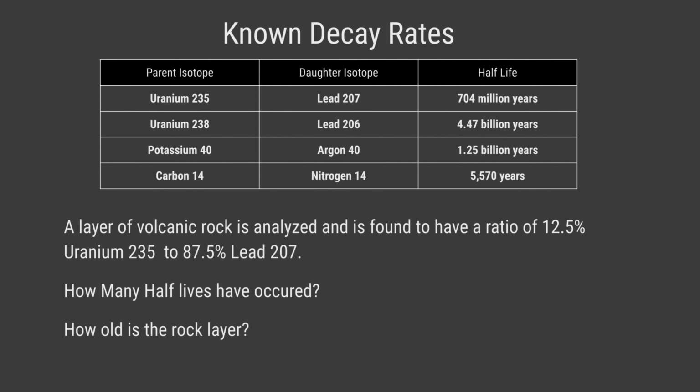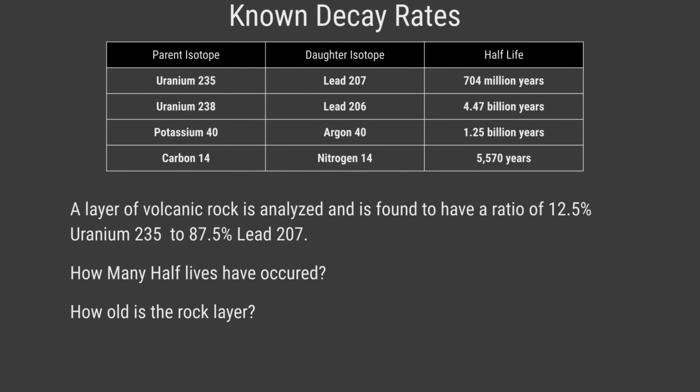Same exact decay rate table here. New question. A layer of volcanic rock is analyzed and is found to have a ratio of 12.5%, that's important, uranium-235, to 87.5% lead-207. Well, let's find uranium-235 and lead-207 on the table. They're right here at the top. And our half-life time is 704 million years. So every half-life that occurs is going to be another 704 million years added onto it.